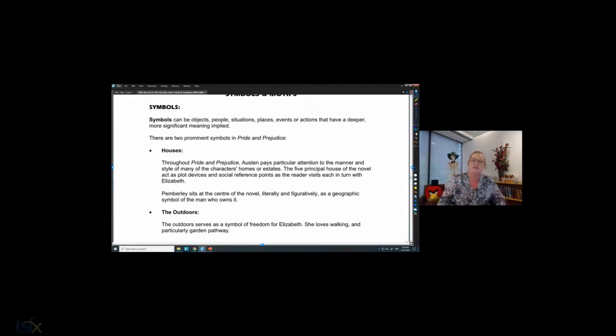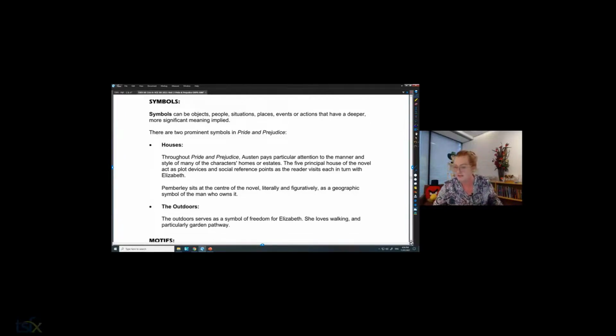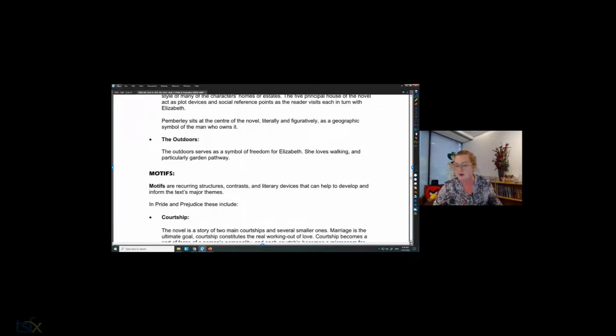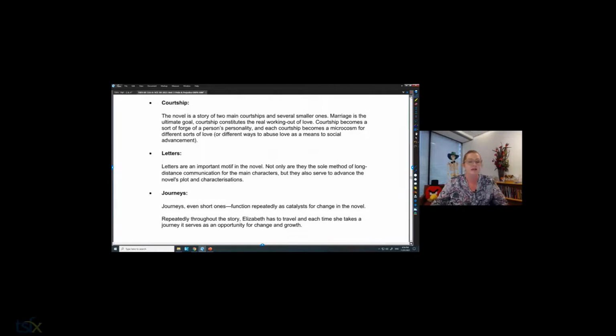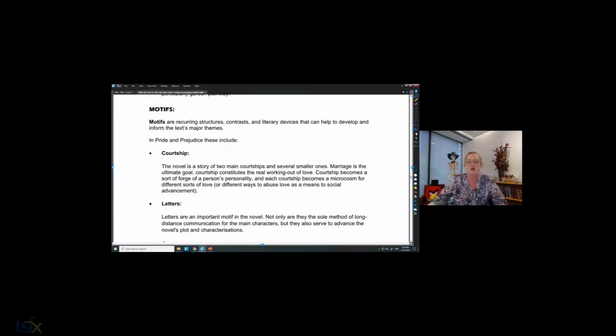And we also see this notion of the outdoors. The outdoors are symbolic of freedom, as we mentioned before. The motifs, the things that we see over and over again, is this notion of courtships and courting, the mores, the rules around how people become married and why marriage is so important. Marriage is important for status, and it's also important for economic security.